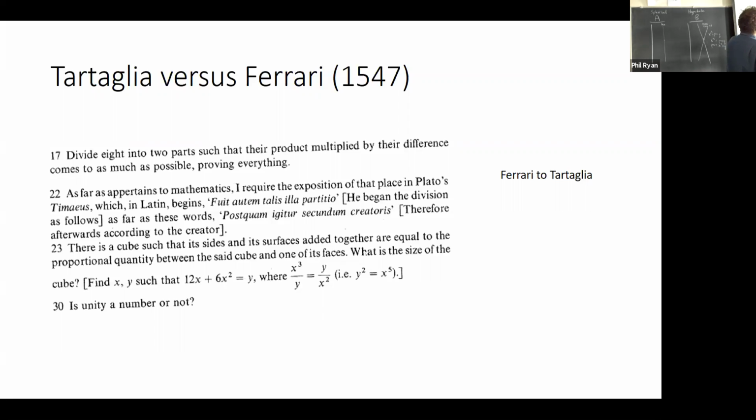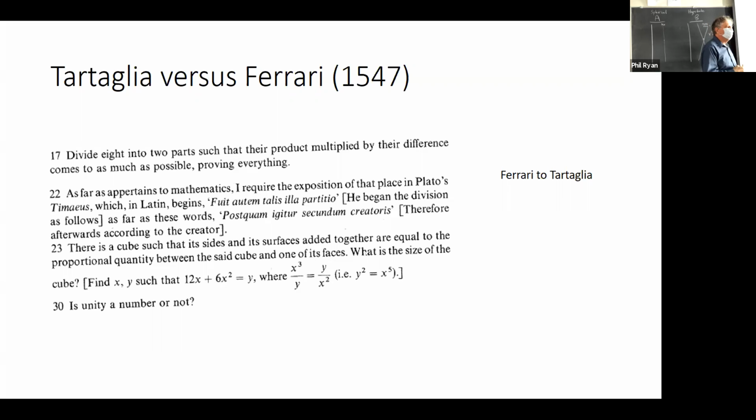Divide 8 into 2 parts such that the product multiplied by the difference comes to as much as possible, proving everything. And then 22 is some sort of analysis of some work of Plato. 23 is a word problem, which basically means solving these 2 equations. I found question 30 really interesting. Is unity a number or not? Okay.